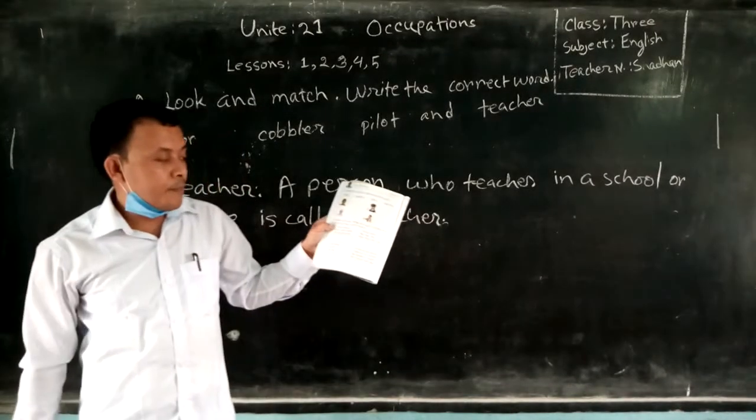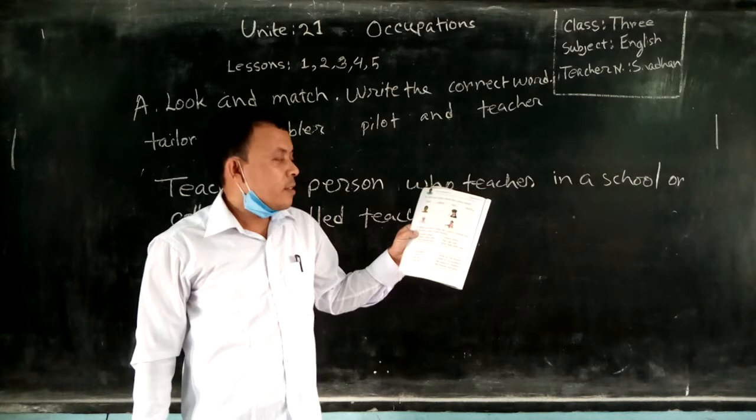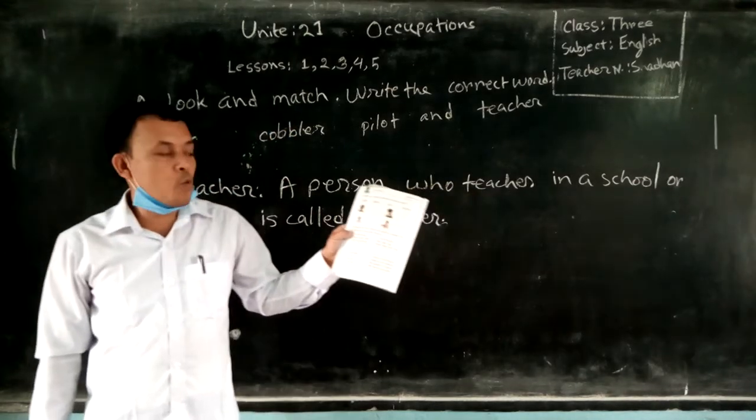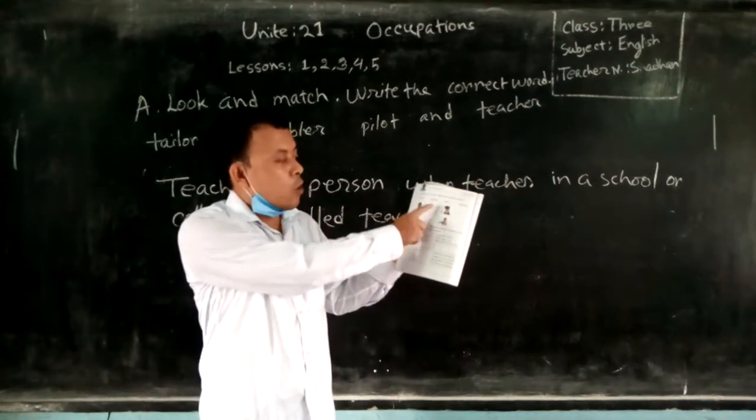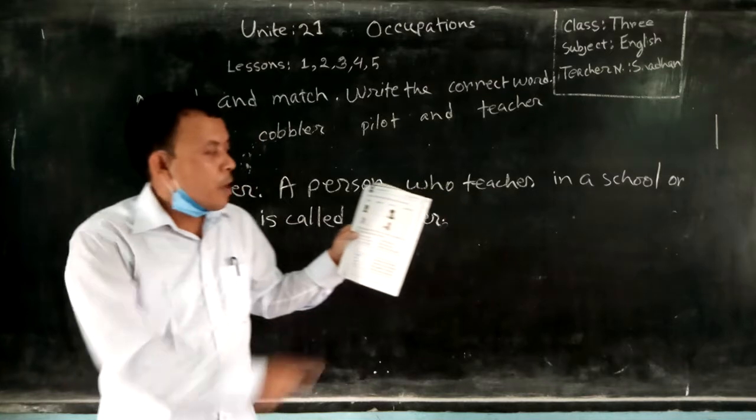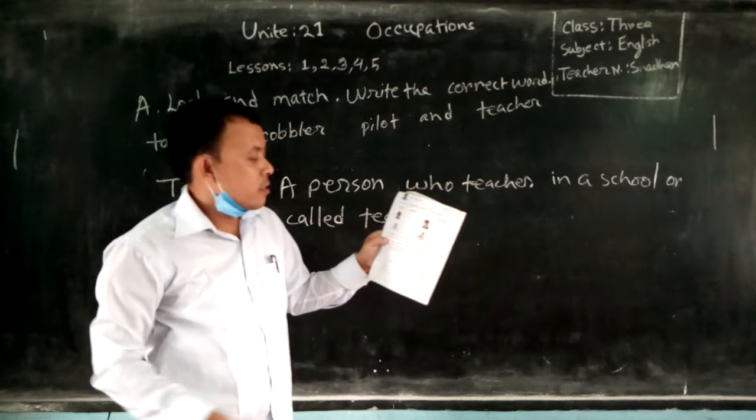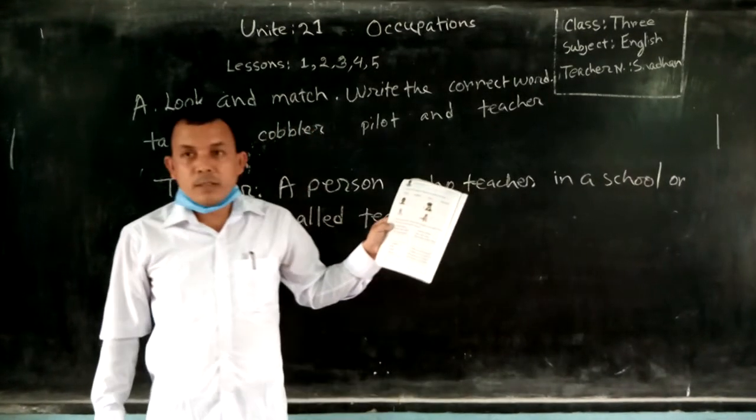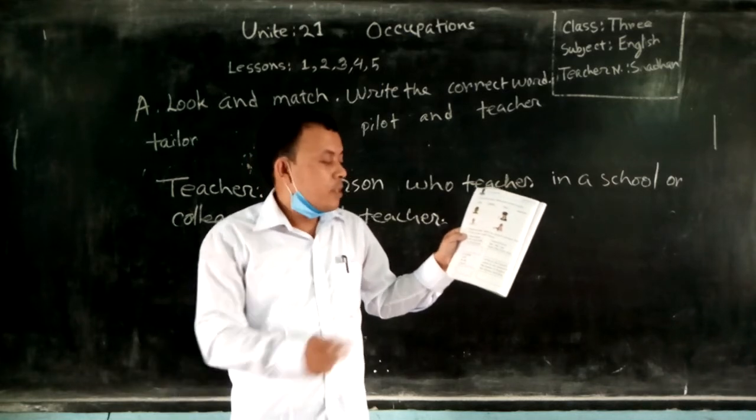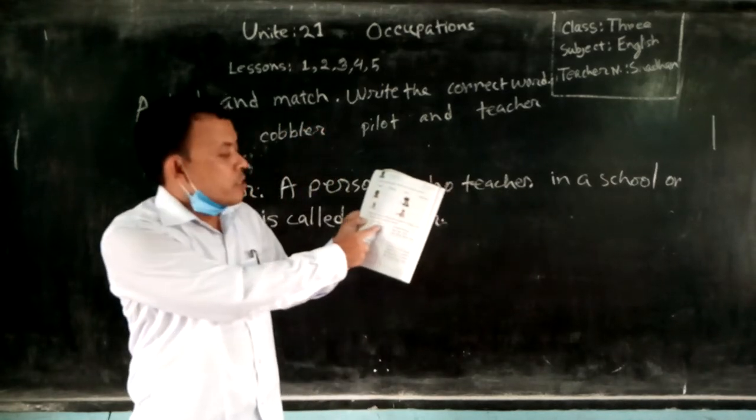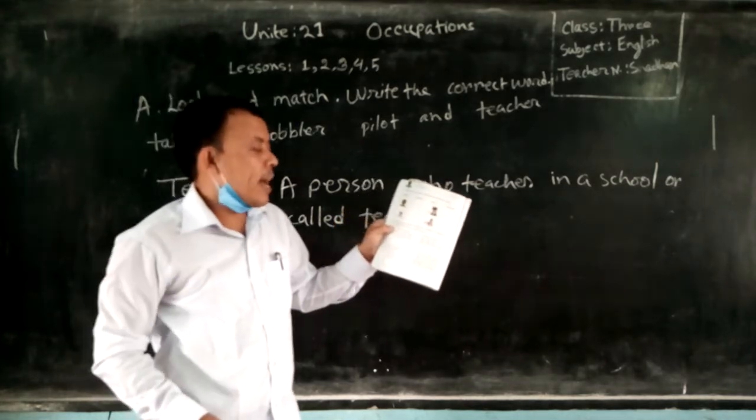Here you can see some lines of rhymes, and these lines are discussing some occupations. It may be a tailor's occupation, or a cobbler's occupation, or a pilot's occupation, and also it may be a teacher. First, which occupations are these rhyme lines discussing? Now I am going to read. Listen, I make clothes, stitch, stitch, stitch. My machine goes.